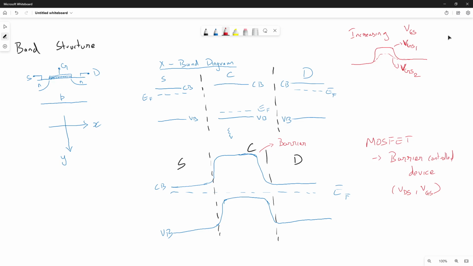Yes, sir. So which voltage will be greater? You gave the answer already. Like the barrier has come down. This is the conduction band. So VGS2, sir. Yes, exactly. You're right. VGS2 is greater than VGS1.